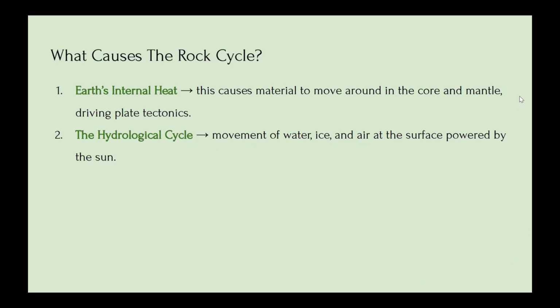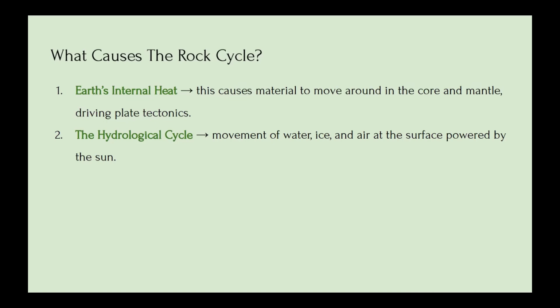So first I want to discuss what actually causes the rock cycle to occur. One reason is the Earth's intense internal heat. This causes material to move around in the core and the mantle, driving plate tectonics. Essentially, since Earth's core is still very hot, it keeps the mantle moving and alters plate tectonics. This movement is what allows rocks to melt, shift, and change over time.